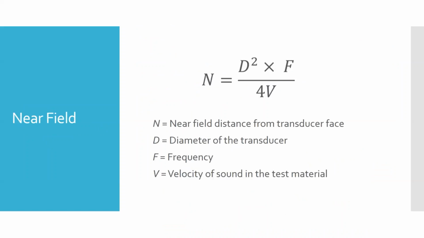We can calculate the near field, how far it is, with this equation. And so the near field distance is based on the diameter of the transducer, the frequency we're using. And so this is why, for a given probe, they try to set the focal point based on the probe. But if you use a different frequency, that's going to change where that focal point is. And the velocity of the sound in the test material.